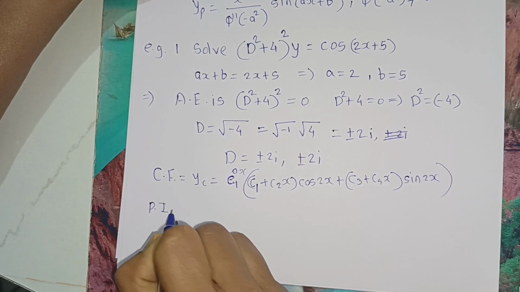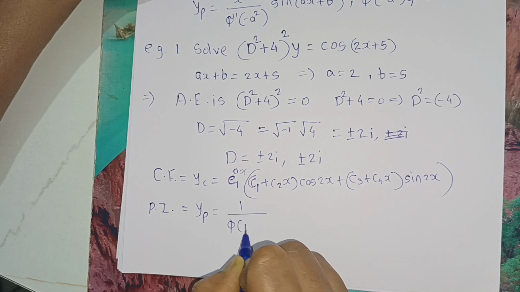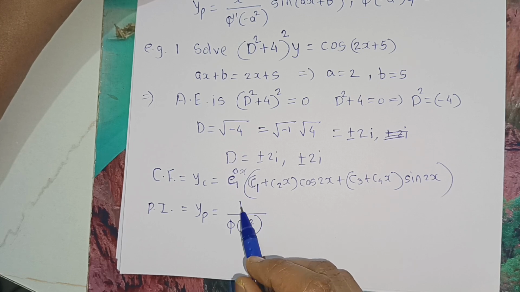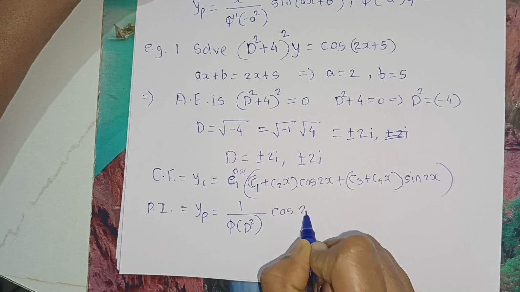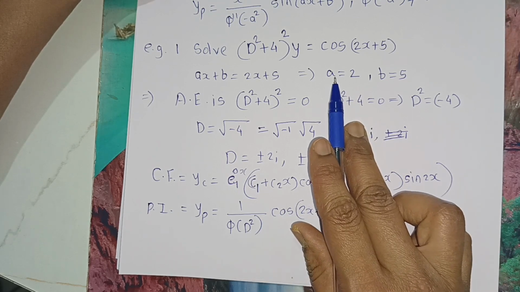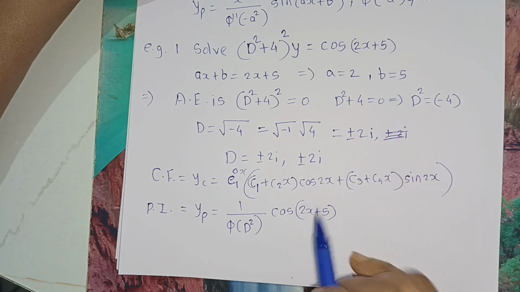Now yp is equal to 1 upon phi of D square. Generally we get used to calling the auxiliary polynomial phi of D, but in this case you have to call it phi of D square. So 1 upon phi of D square operating on cos of 2x plus 5. This is your yp. Now we have already compared what a and b are: a is equal to 2 and b is equal to 5.